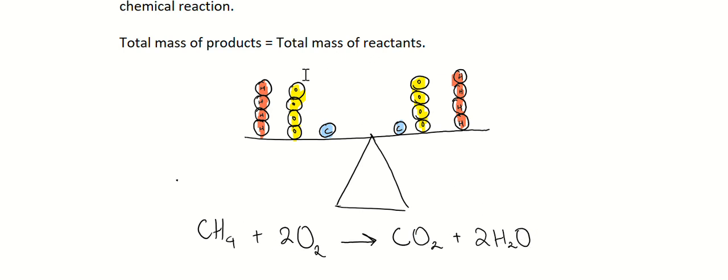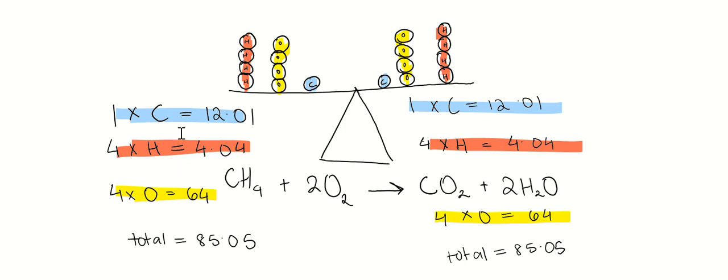The first thing to note is that there are equal amounts of atoms on both the reactants and the product side. Next, when we add up the masses of both the reactants and the products, they equal each other. This just proves that energy is conserved in the form of mass in a chemical reaction.